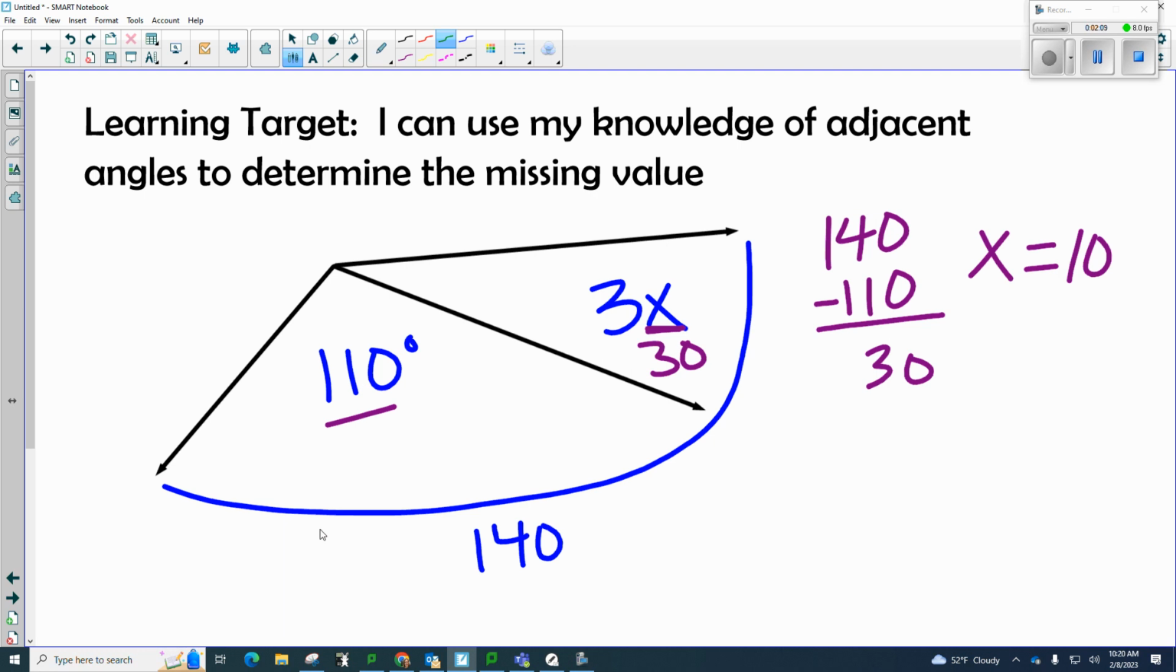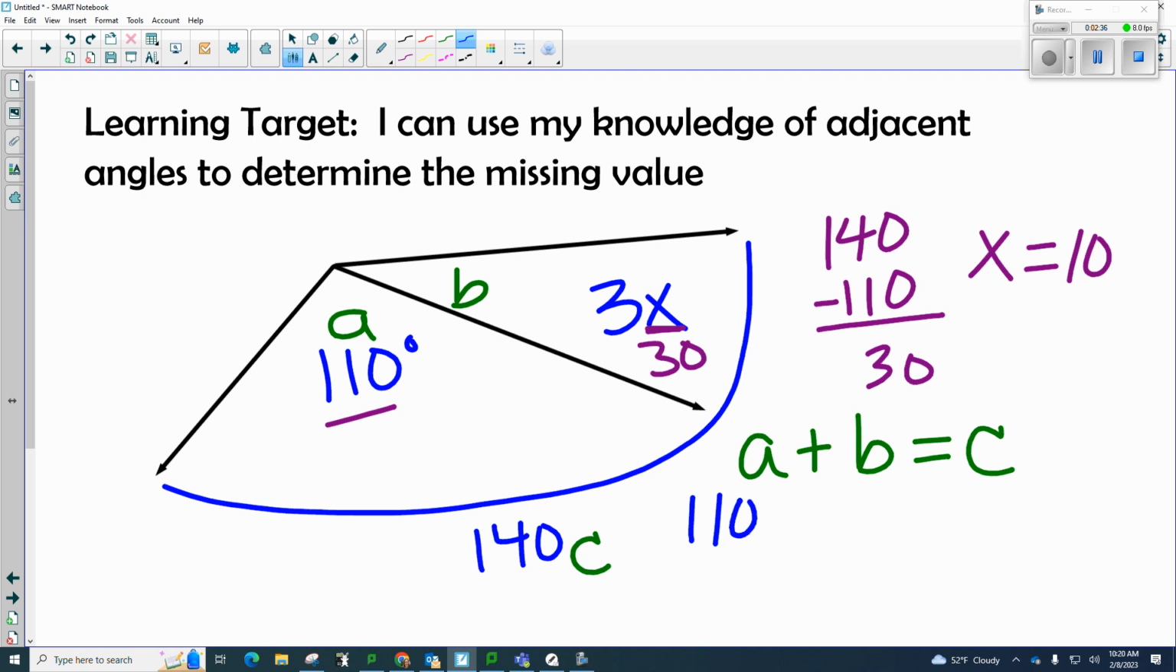So remember, at the beginning, in the last video, we said that a plus b had to equal the whole thing. I'm actually going to call that c right now. All right, so we know that a, one of the small angles, plus b, the other small angle, has to equal c, which is the big angle, the two put together, right? So if we look at what we have, 110, that's A. We had 3x for B, and then we knew that C was 140 degrees.